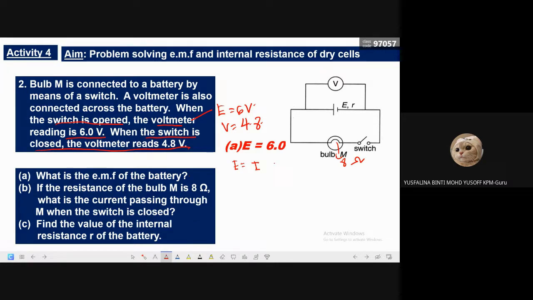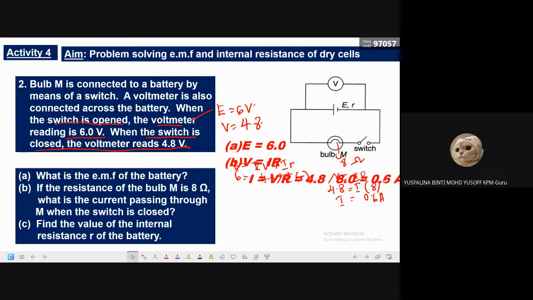R is the internal resistance, E equals V plus IR. So your E is 6, your V is 4.8, you need to find the I. But for V is 4.8, we just use V equals IR actually. So your V is now given 4.8, right? Then your I you need to find, and your R is 8. So I is 4.8 divided by 8, you get 0.6 ampere.